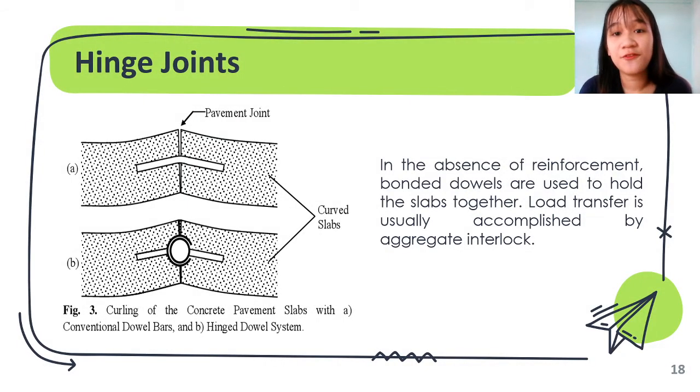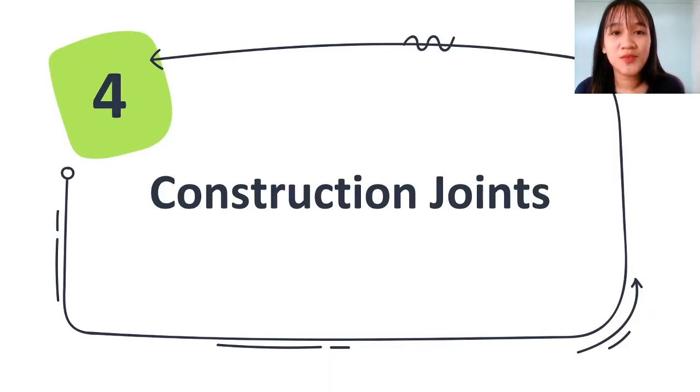In the absence of reinforcement, bonded dowels are used to hold the slabs together. Load transfer is usually achieved by aggregate interlock. So there is a load transfer between the two slabs because of the bonded dowels between them. Let us move now to construction joints.